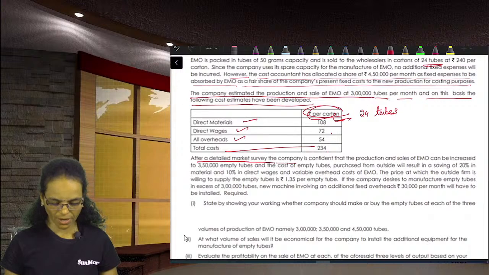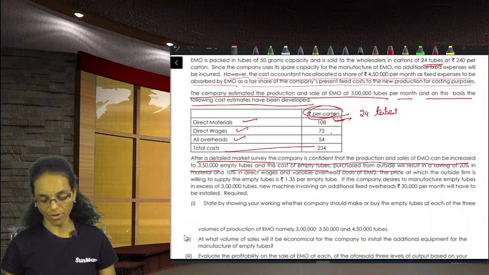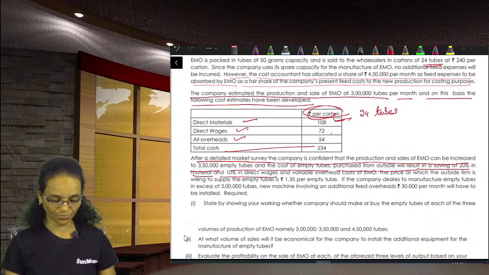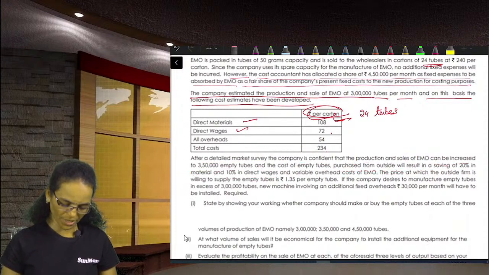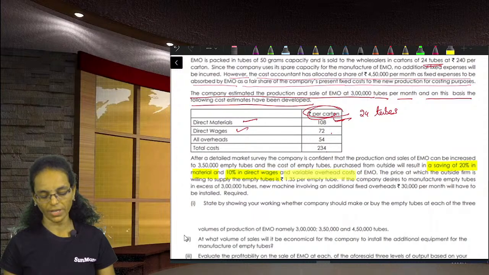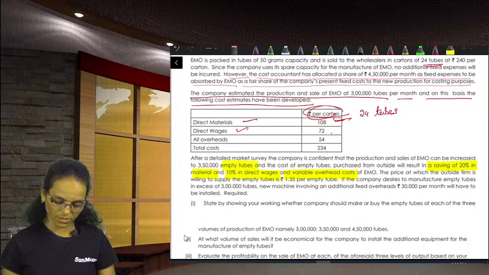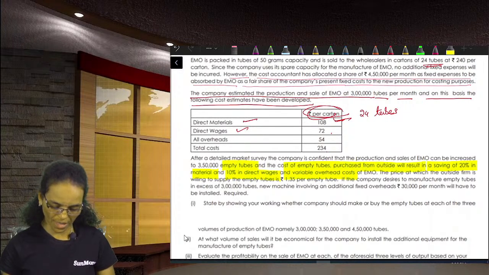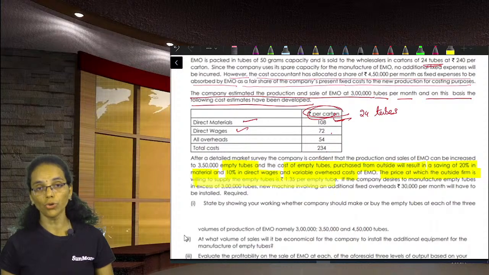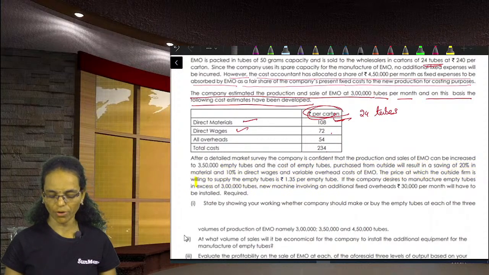After a detailed market survey, the company is confident that the production and sales of EMO can be increased to 3,50,000 tubes, and the cost of empty tubes purchased from outside will result in a saving of 20% in material and 10% in direct wages. If we are purchasing empty tubes from the external market, there is a saving of 20% in material and 10% in direct wages and variable overheads of EMO. The price at which the outside firm is willing to supply the empty tubes is 1.35 paisa per tube.